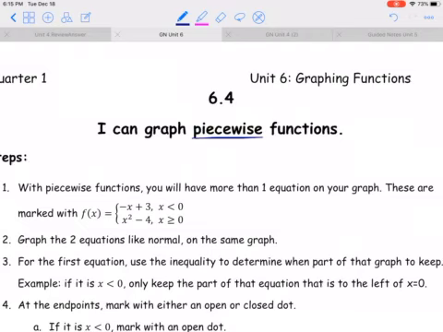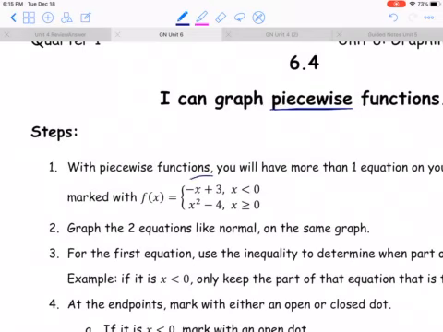So if you look at number 1 here, we've got a piecewise function because we're taking a piece of this first one and a piece of this second equation. So we just graph them normal. That first one is y equals mx plus b, if you remember that. So it's a line, m being the slope, and b being the y-intercept. So that one's super easy to graph. So you graph it normal.